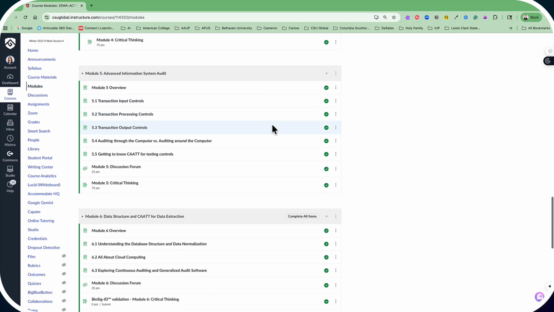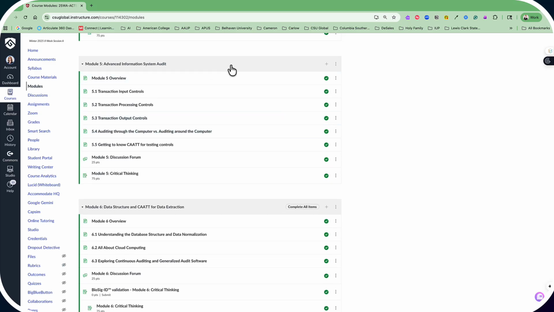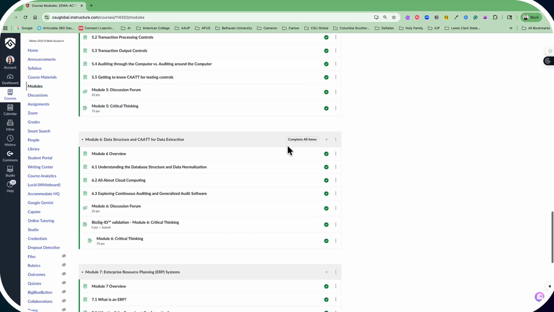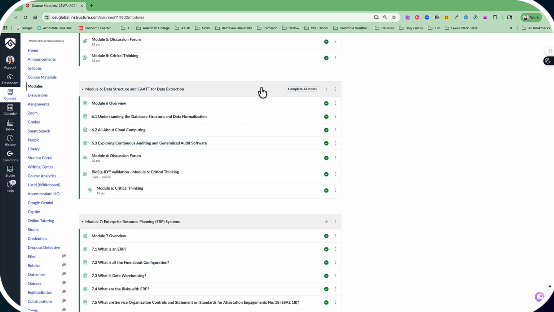Then we move on to Module 5, Advanced Information Systems Audit, where we're looking at transaction input, processing, and output controls, and we're looking at auditing through the computer and around the computer, and then start with our CATs of testing controls. In Module 6, we move on to data structures and CAT for data extraction.